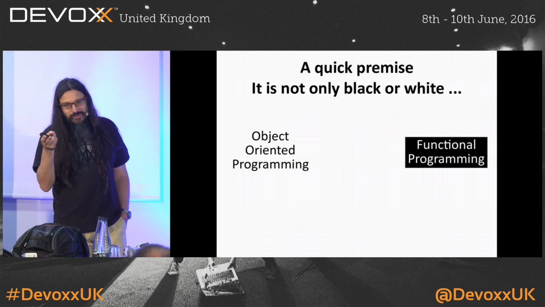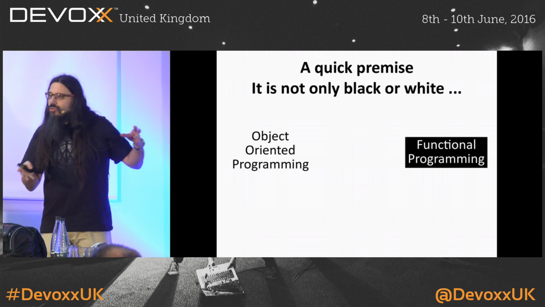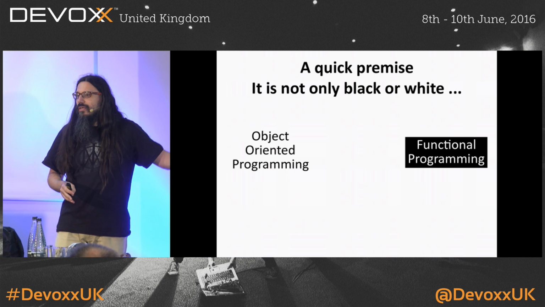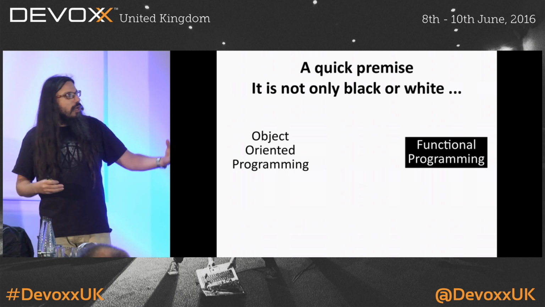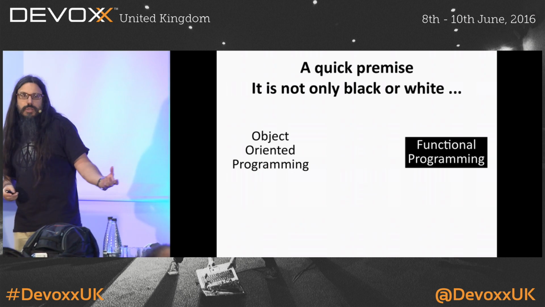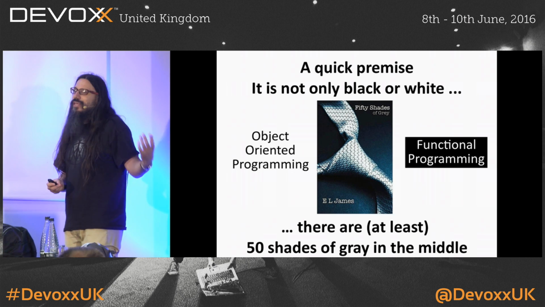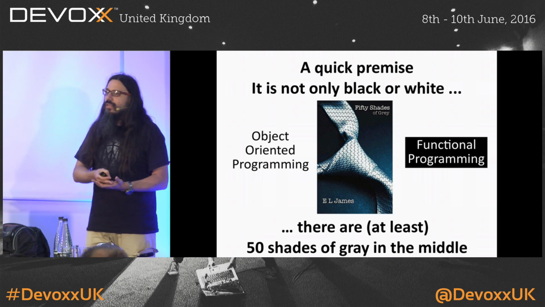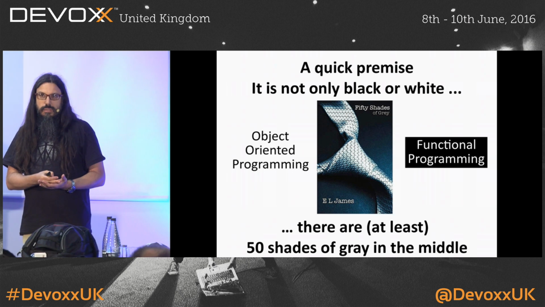And the answer is not really. I don't do that myself. But the fact is that you have been exposed for years, decades, to the total white of object-oriented programming. Now, today I'm showing you the total black of the functional programming style, the functional programming way. And I believe that there are at least 50 shades of gray in the middle. So your task as a developer is to find the right shades of gray for the job at hand.